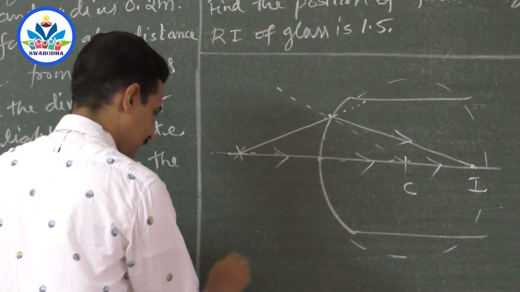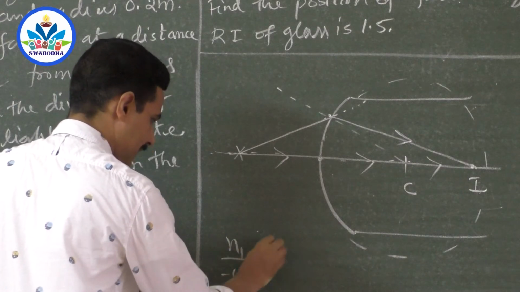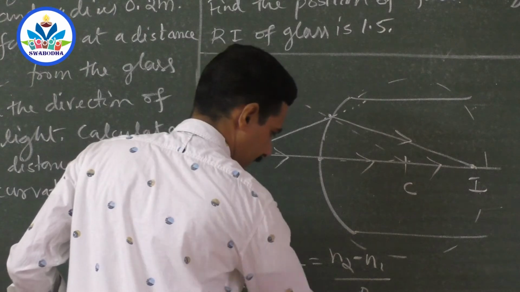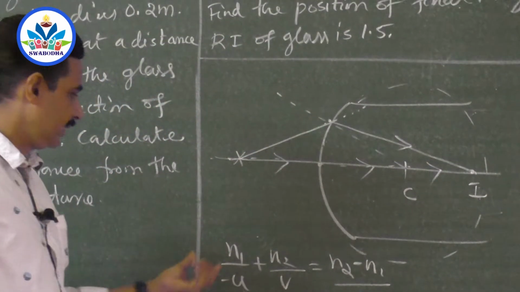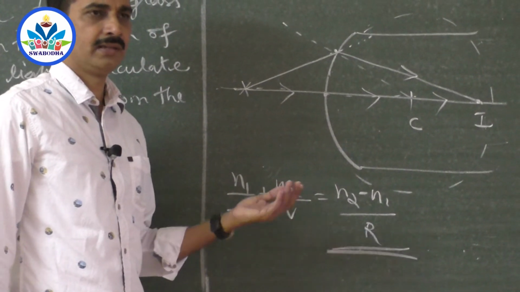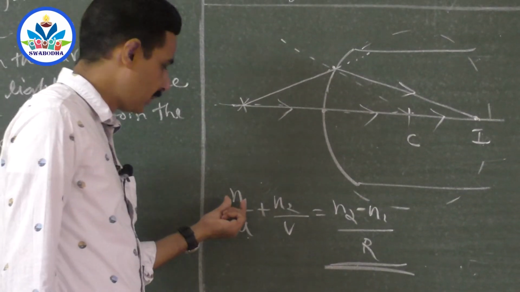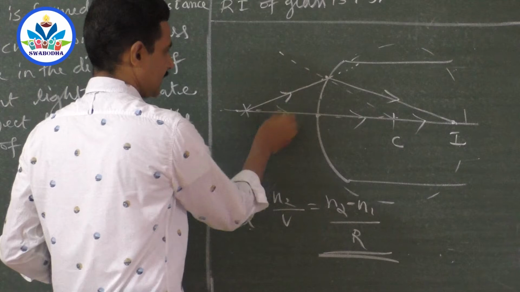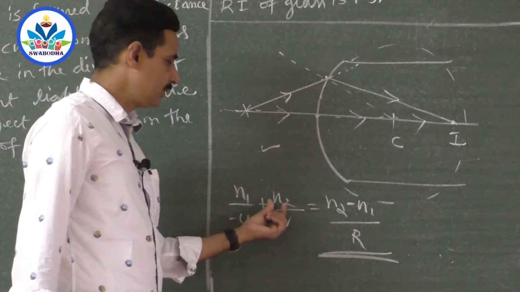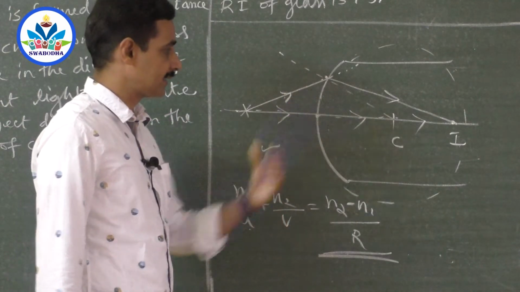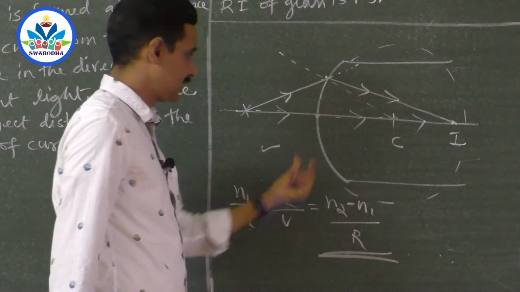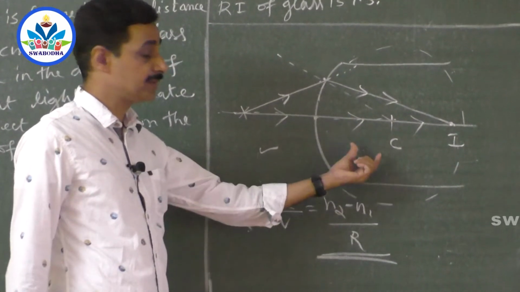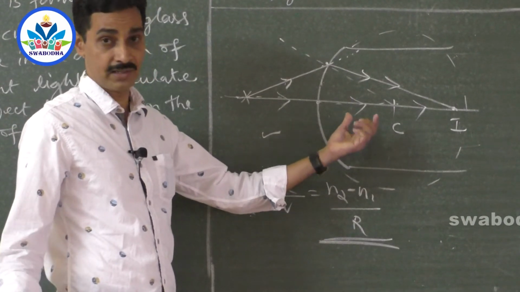And the formula connecting them is n1 by minus u plus n2 by v is equal to n2 minus n1 by r. This is the formula. Remember, this formula shouldn't be learned by heart as it is. You must know what n1 is. n1 is the refractive index of the medium where incident rays are present. Incident rays are here, so this is the refractive index. n2 is the refractive index of the medium where refracted rays are present. Refracted rays are here, so this is n2. Every time you have to use the same condition. Sometimes this may be the medium where incident rays are present, we don't know.